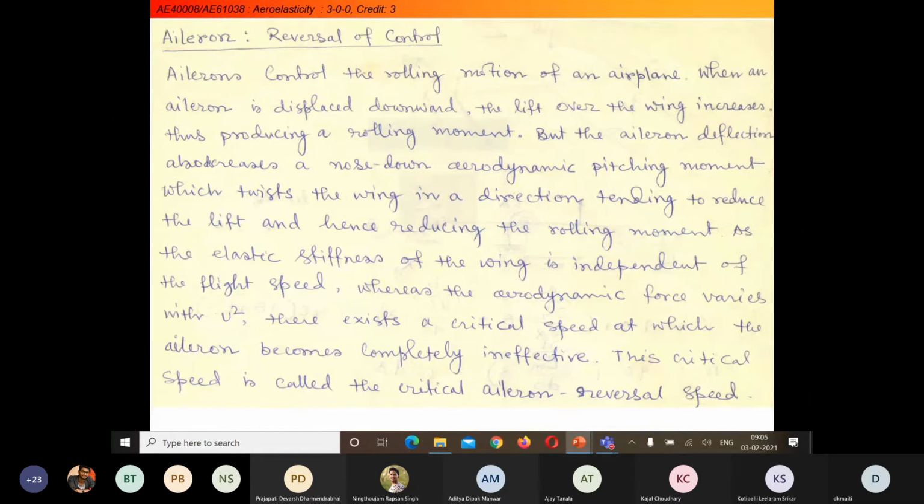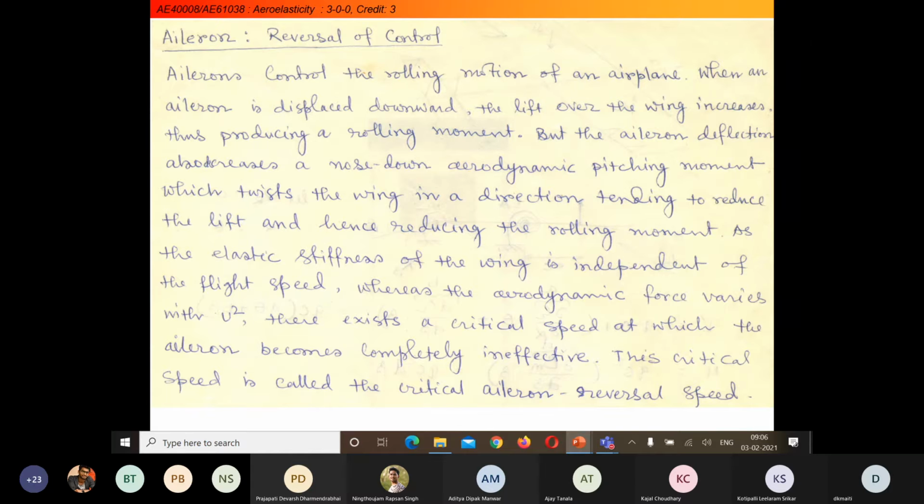But the aileron deflection also decreases a nose down aerodynamic pitching moment, which twists the wing in a direction tending to reduce the lift and hence reducing the rolling moment, as the elastic stiffness of the wing is independent of the flight speed, whereas the aerodynamic force varies with U square. There exists a critical speed at which this aileron becomes completely ineffective.